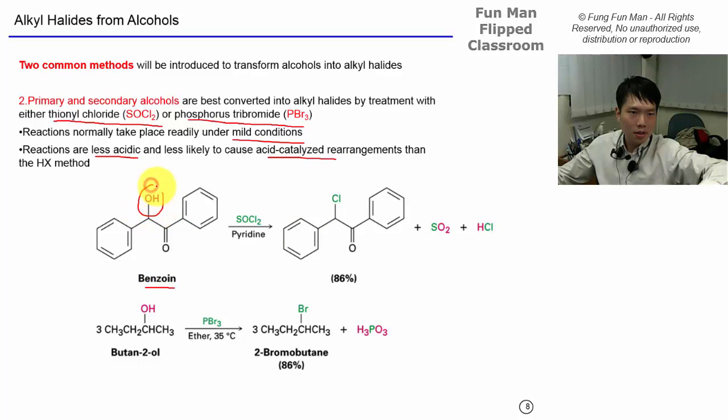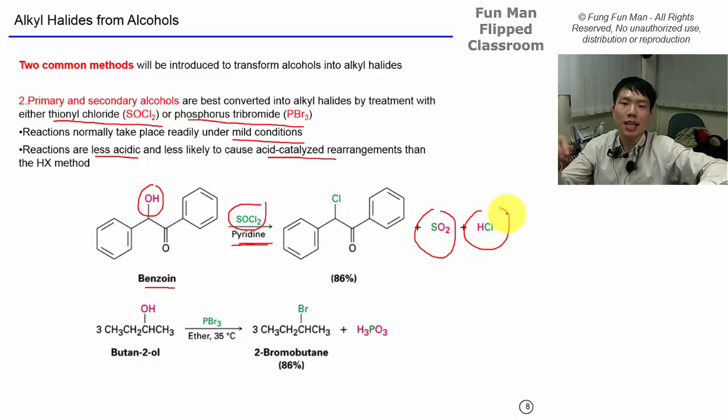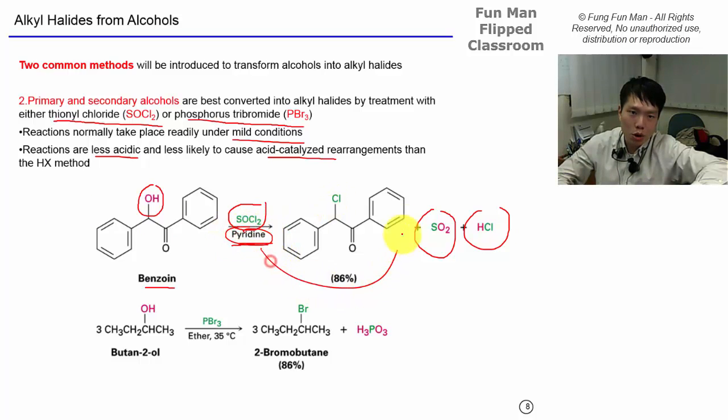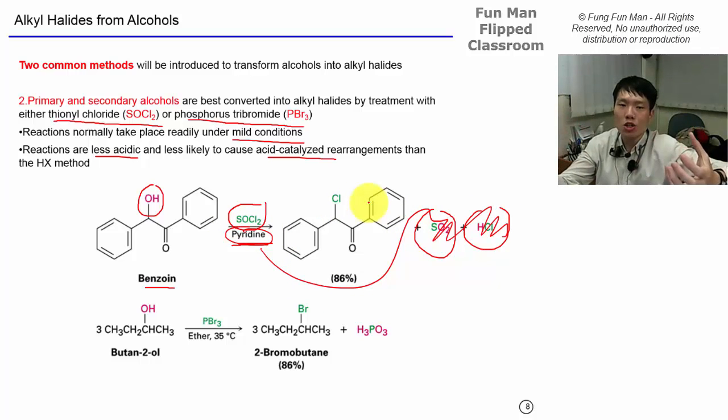Benzoin, throw in some SOCl2 in the presence of a base, pyridine. It can also act as a solvent. You get the chloride product. SO2 and HCl are pretty harmful. They are acidic gases. They will choke us, causing respiratory problems in human beings. So that's the reason why we also use pyridine, which is a base, to absorb the gases. You get an acid-base reaction, so the gas won't come out and go to our lungs. Here in the last scheme, butan-2-ol is being converted into bromobutane. Very good.